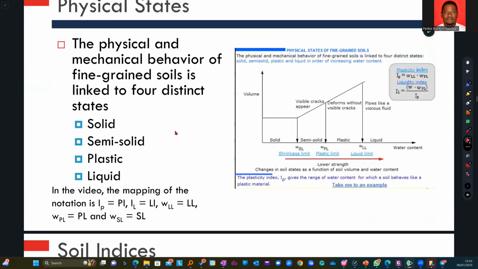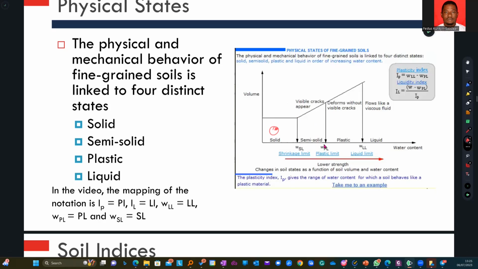Usually when a soil sample is given to you, we want to find out what the behavior of that soil sample will be when water is added gradually. So now I give you a dry sample, which is this section. As I keep adding water to it, that soil sample will become semi-solid, in the sense that water has been added to it.